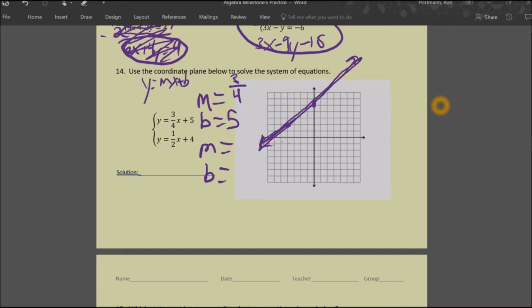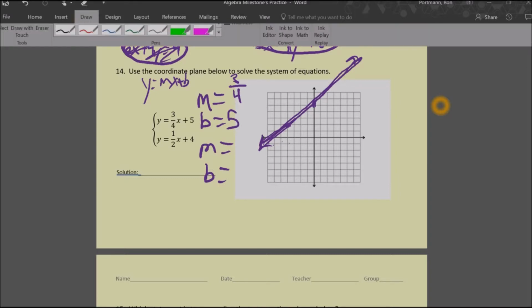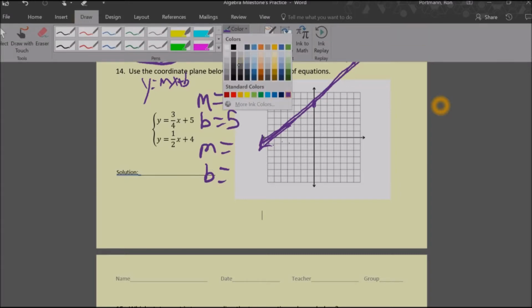All right, so the second one is y equals 1/2 x plus 4. I'm going to use a different color here. You're going to start at positive 4.